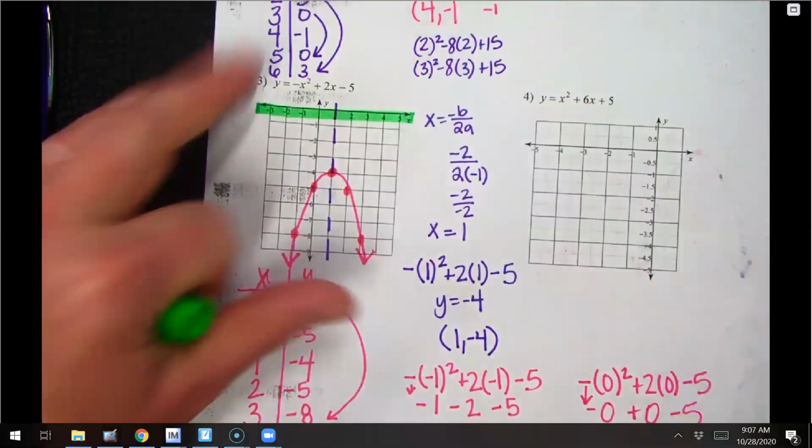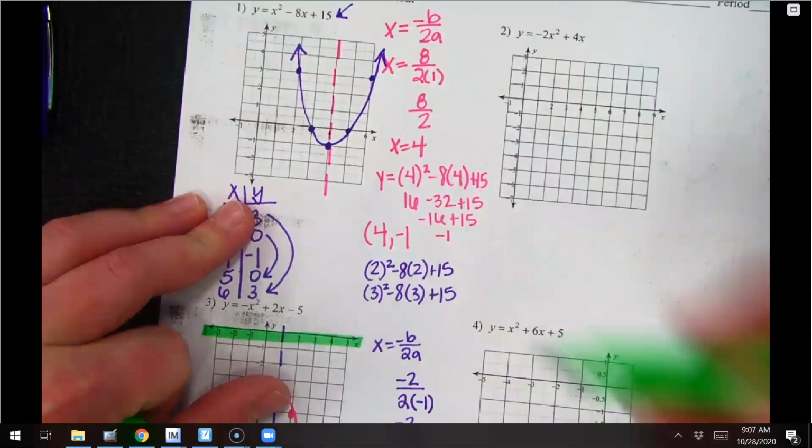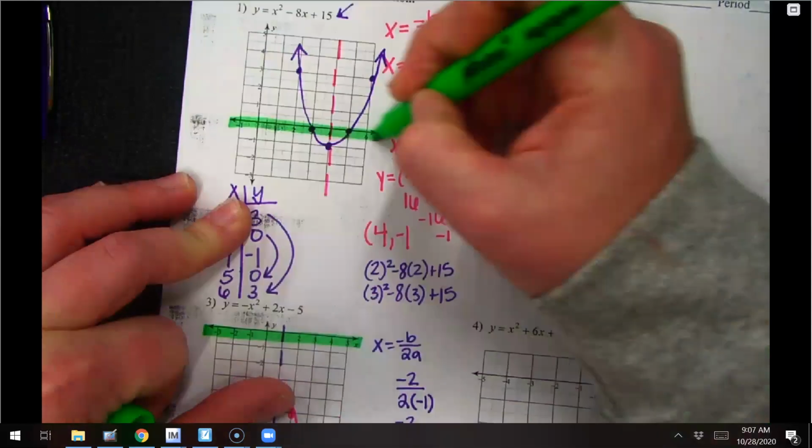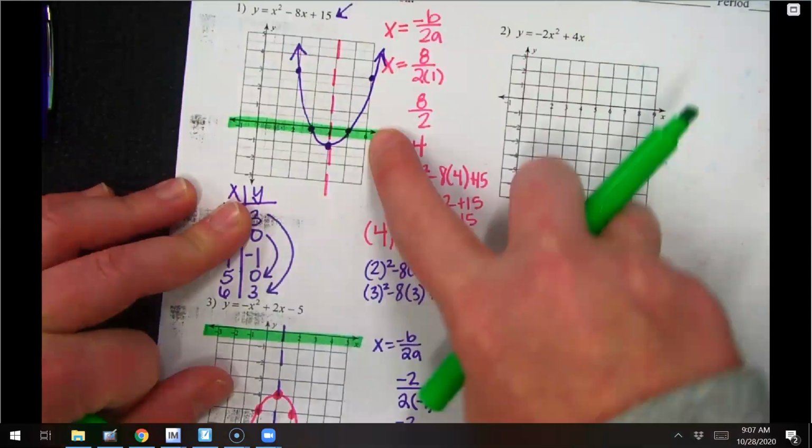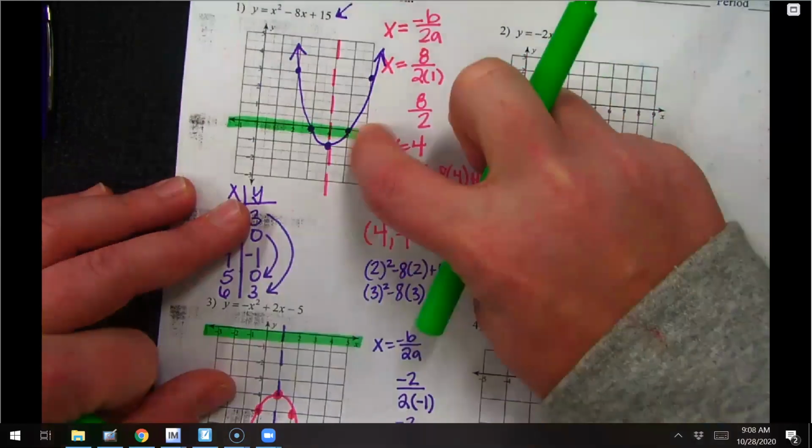Does this one have roots? It's where it crosses the x-axis. This is my x-axis, so it crosses at 5, 0 and 3, 0. So it has 2 roots.